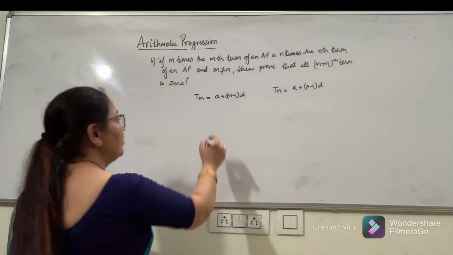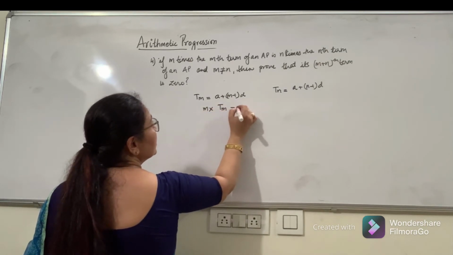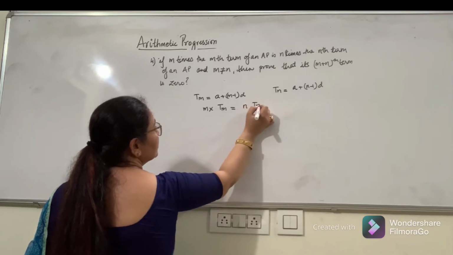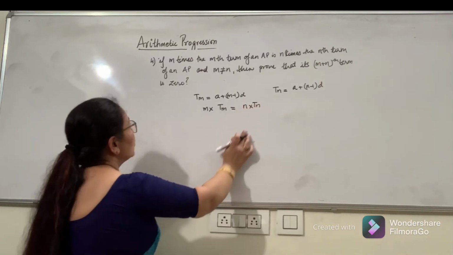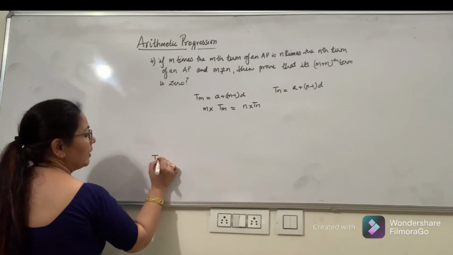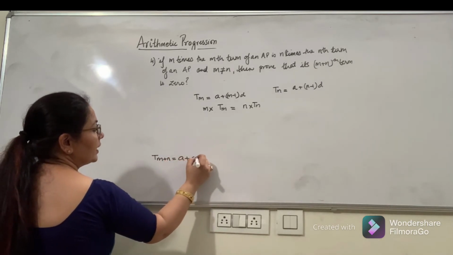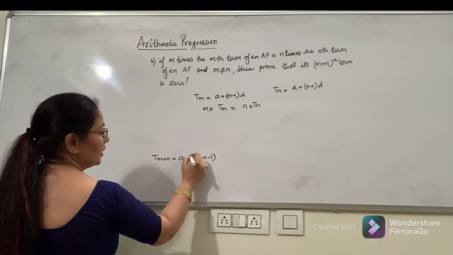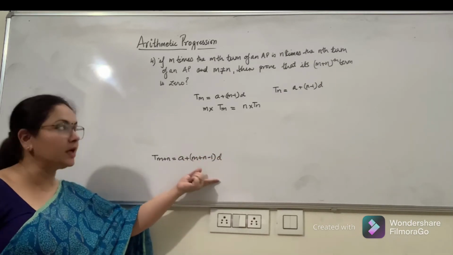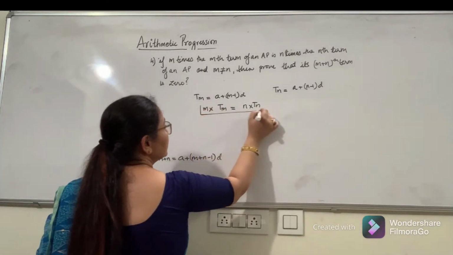Now he says if m times the mth term of an AP is n times the nth term, then prove that, finally, we have to calculate T(m plus n), the (m plus n)th term. How will we write it? The (m plus n)th term is written as A plus (m plus n minus 1)D. First of all, the condition which is given, we have to use this condition.